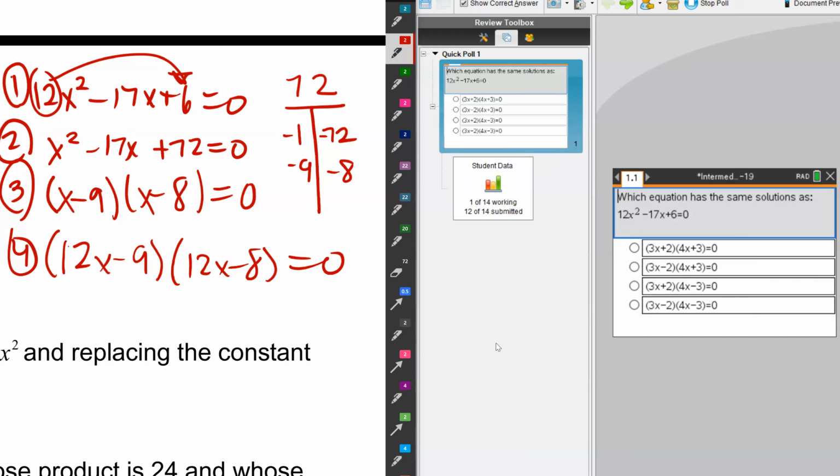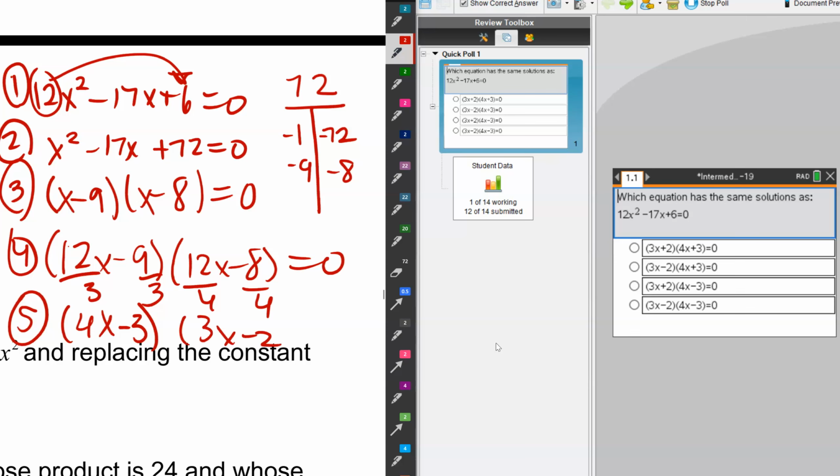So I need to simplify, aka reduce each. What is the greatest common factor between 12 and 9? What number goes into both? 3. Okay, let's divide each of these by 3. So I have 4x minus 3. What number goes into both 12 and 8? 4. Okay, so this turns into 3x minus 2. Which answer is it going to be equivalent to? The last one, right? Both of them should be negative.